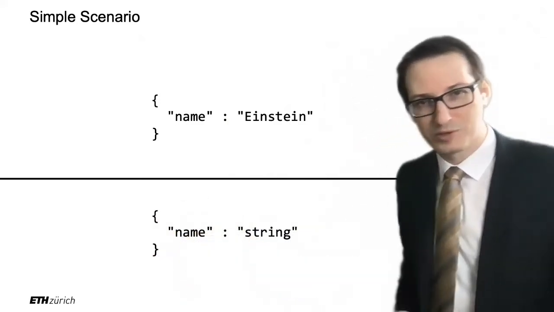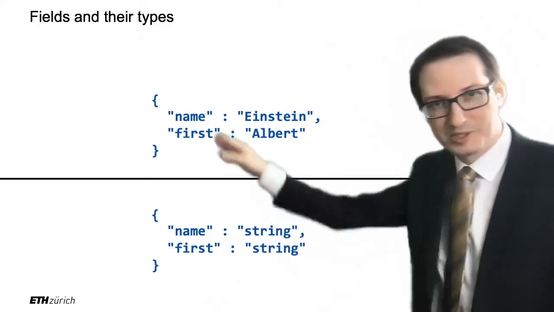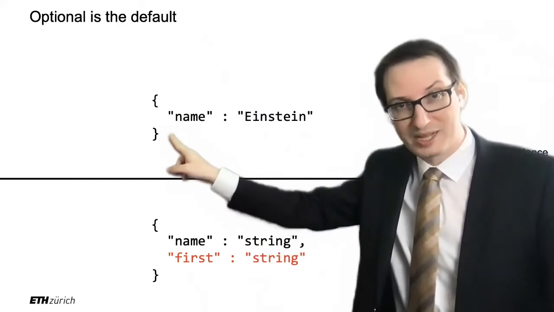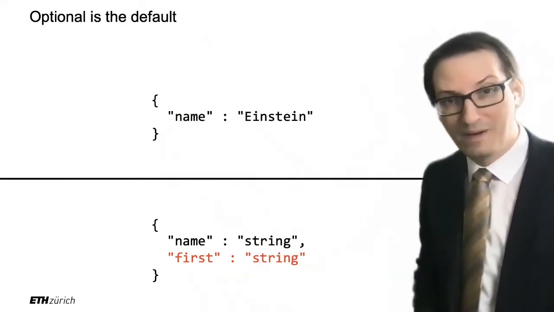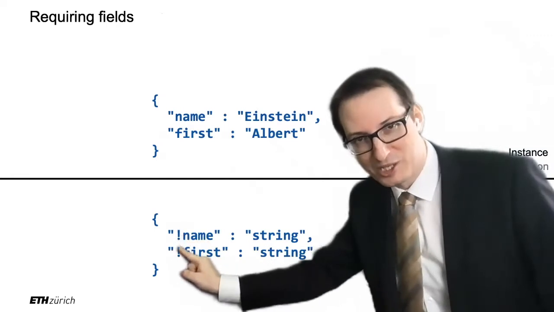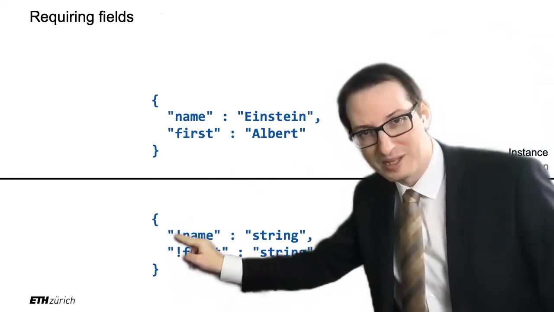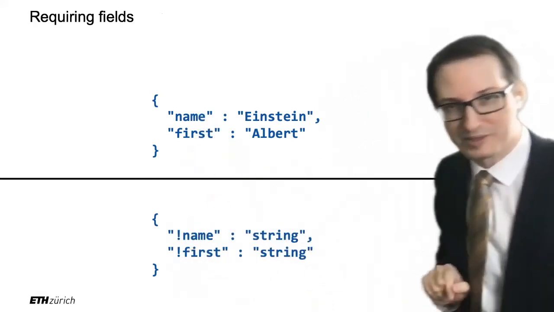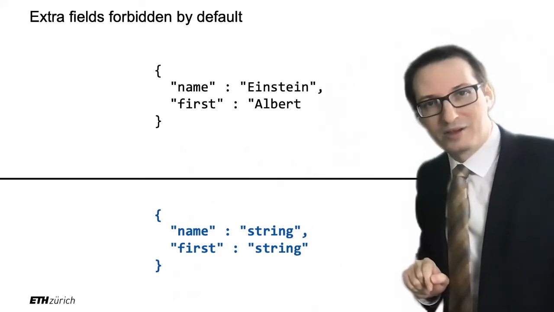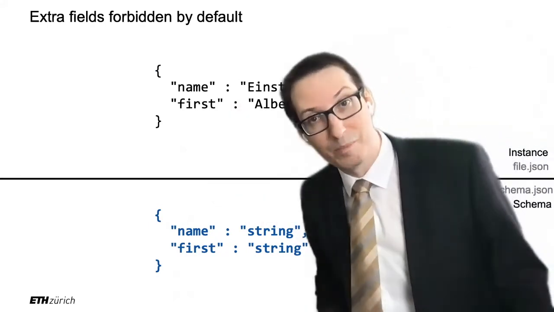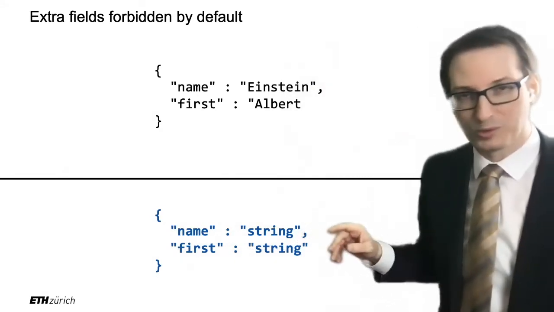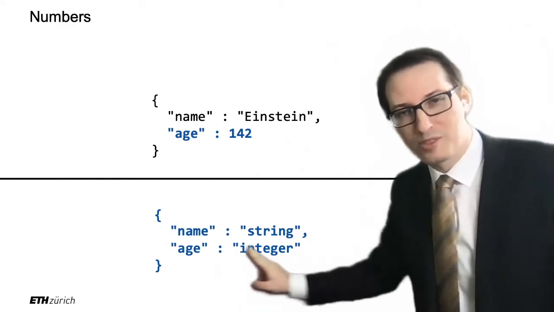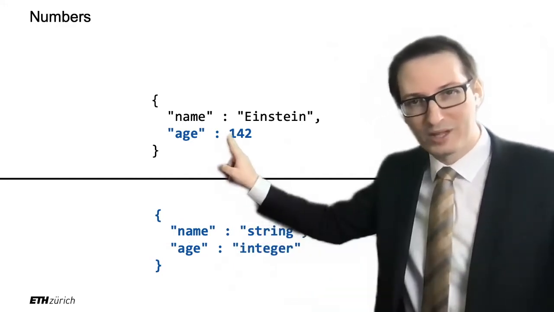So we say name is a string. We can say name is a string, first is a string, and that's the instance. We can say first is a string, by default it's optional, just like in JSON schema. So this is valid against that schema, but you can require them by adding these exclamation marks right there. Right? So if you have an exclamation mark, you require that name must exist and first must exist, right? Then extra fields are forbidden by default. We will see later it has to do with the fact that we want to build data frames out of them. And you can have numbers with the types integer and so on, 142.